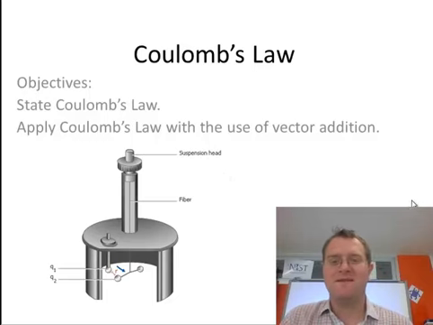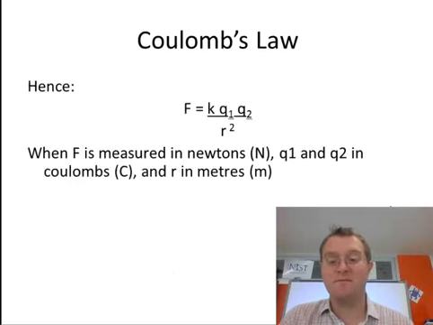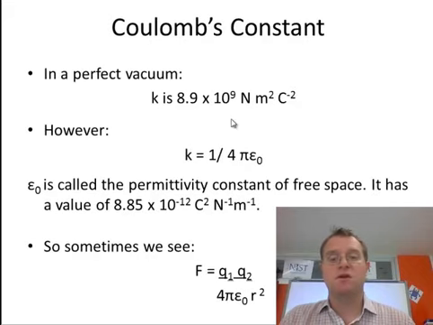Now, Coulomb's Law stands like this. Force equals K, which is Coulomb's Constant. I'll come back to that in a minute. Q1 times Q2, so this is the charge on the two points which are interacting, divided by r squared, which is the distance apart in meters. Now, Coulomb's Constant is 8.9 times 10 to the 9 in a perfect vacuum. So that's my kind of big note.